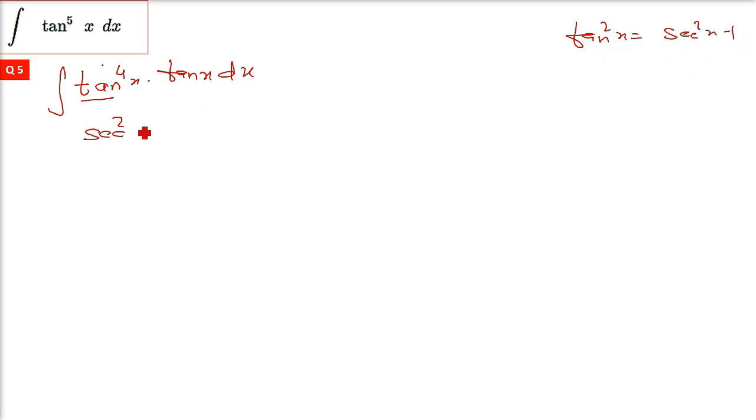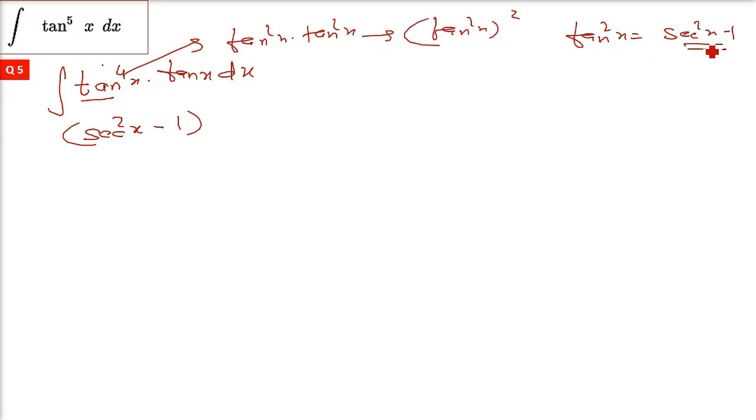This is sec square x minus 1 whole square. tan raised 4 x is tan square x into tan square x, that is tan square x to the power square. tan square x is sec square x minus 1. So sec square x minus 1 whole square we are going to write. Now this tan x, let it be here. Let me open this sec square x minus 1 whole square. Please remember integration and dx will always remain there. (a minus b) whole square is a square plus b square minus 2ab. So sec 4 x, that is sec square squared, plus 1 minus 2 sec square x.